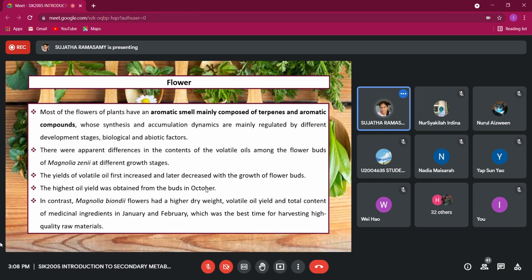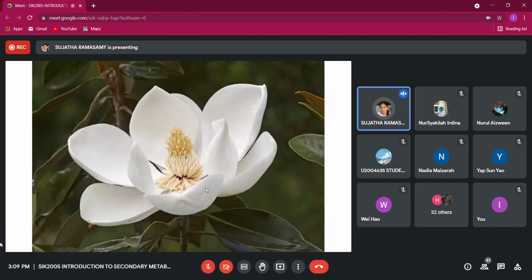Some people don't need to do research. Some people already have cultivated this. They have this traditional knowledge, their own knowledge. So we use their knowledge and we conduct scientific research to prove it. Okay. So this is the flower of Magnolia.